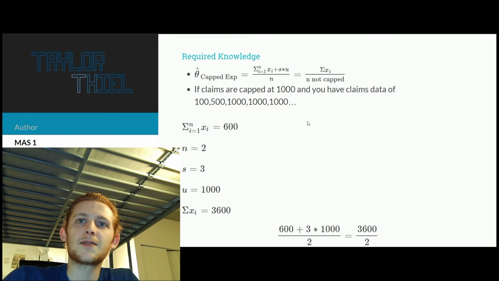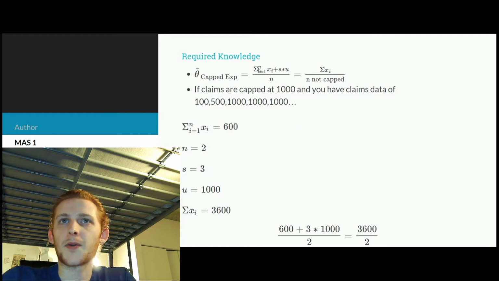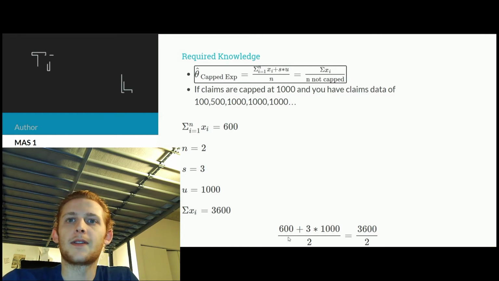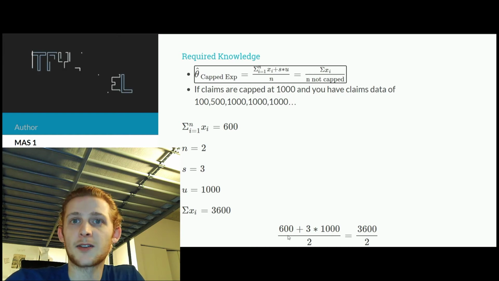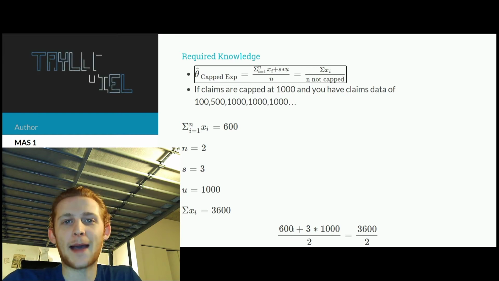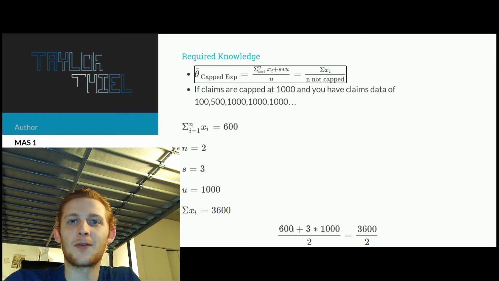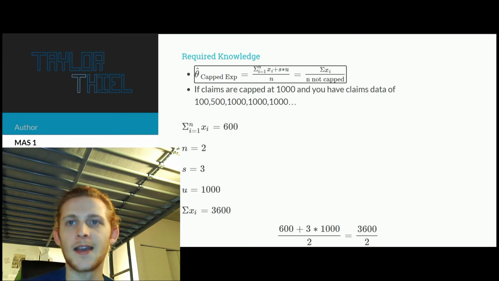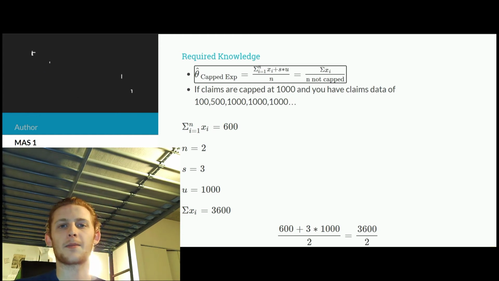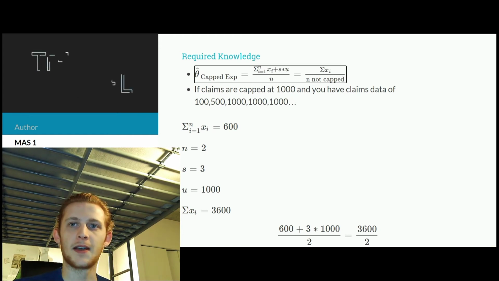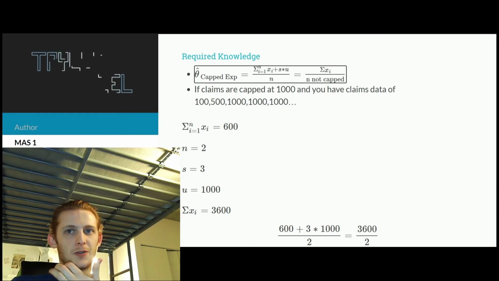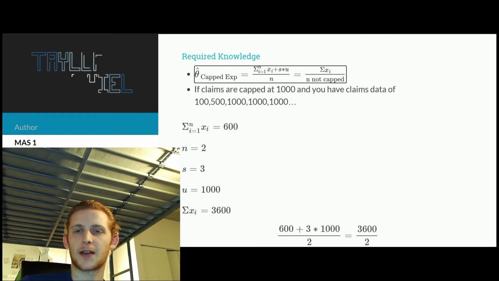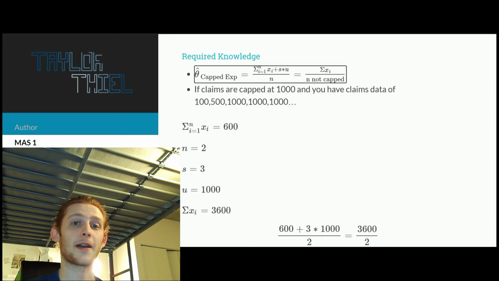And when you do this, you see that they equal each other. In the notation in the middle, we have the sum of non-capped claims, 600, plus the number of capped claims multiplied by the capped amount. So you see that the numerator is just the same thing as summing up all the xi's. And then finally, all of that is divided by the number of non-capped claims. So instead of the traditional sample mean that we would use for the exponential distribution, where we would divide by 5, in this case, we're only going to divide by 2 because there are only 2 non-capped claims.